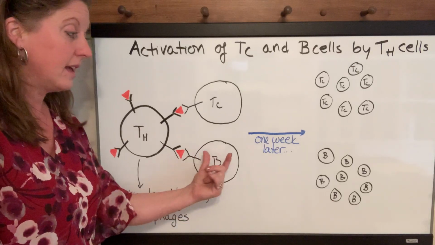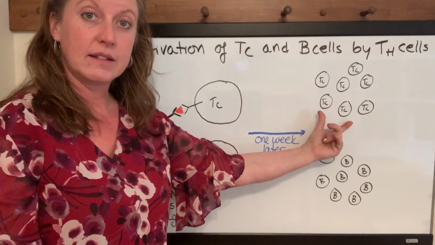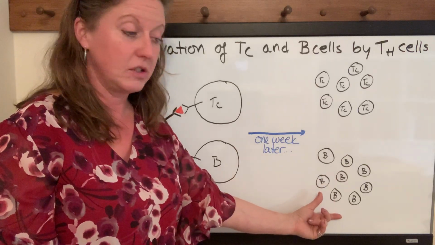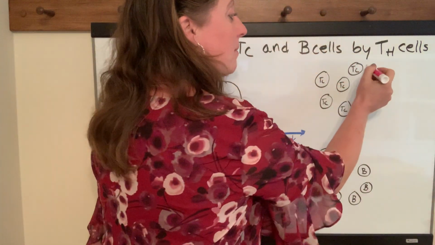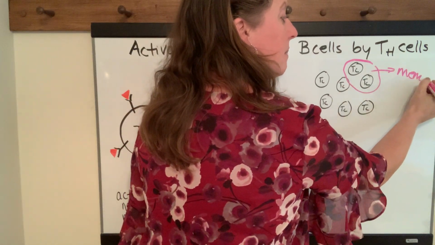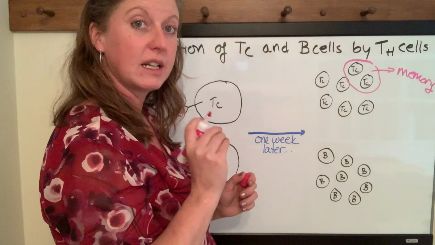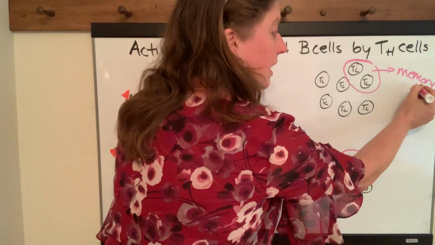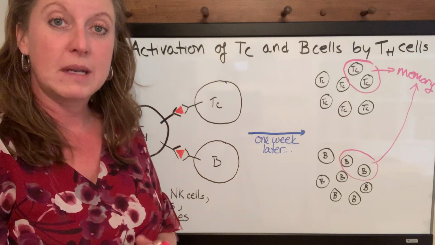And then about 1 week later, we have many cytotoxic T cells that recognize the pathogen that's now in the body, and many B cells that recognize the pathogen in the body. And just like we saw with the helper T cells, some of these cells will be pulled aside and become memory cytotoxic T cells, so they will not enter battle, but they will be around in case that pathogen comes in again. Same thing with the B cells. Some become memory, and the remainder become effector cytotoxic T cells and effector B cells.